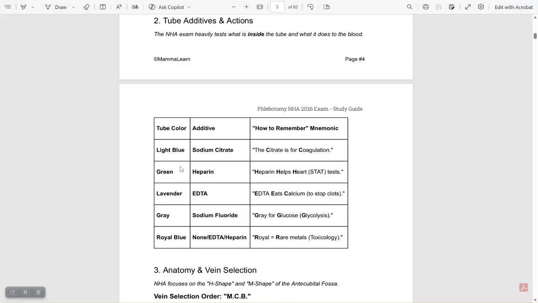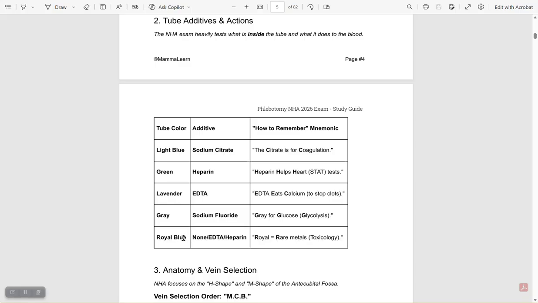Green: if the tube color is green, the additive used is heparin, and heparin helps the heart, which is the stat test. So anything with stat, the heart test, heparin is used. Lavender is EDTA. The way you can remember is EDTA eats calcium, which is basically to stop the clots. Gray is sodium fluoride. Gray for glucose. Glycolysis is basically what is tested here.